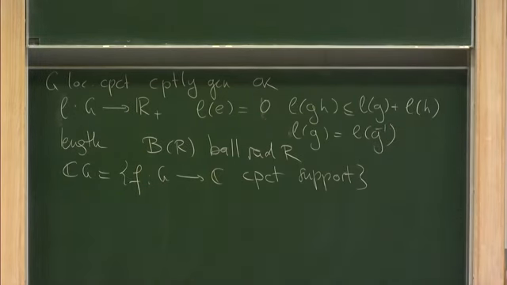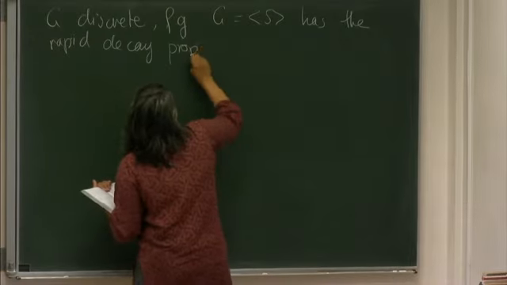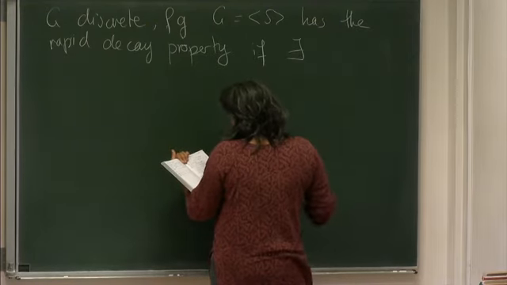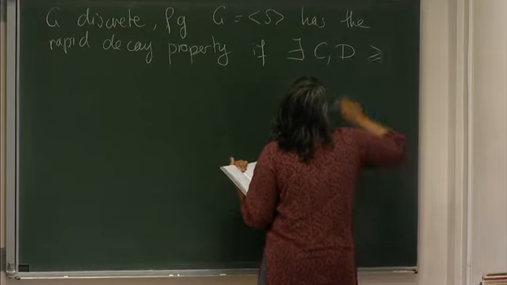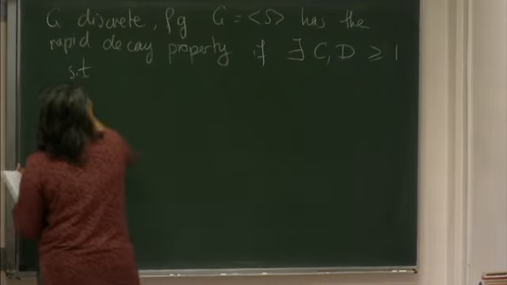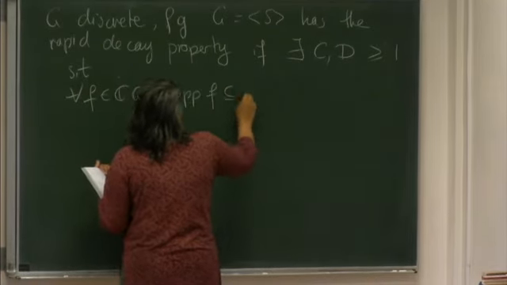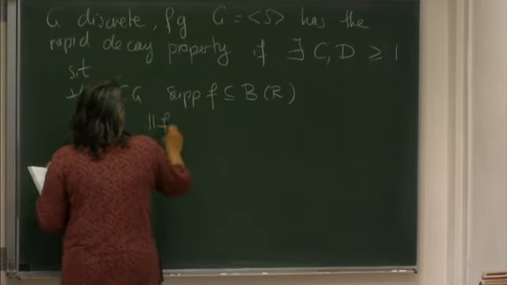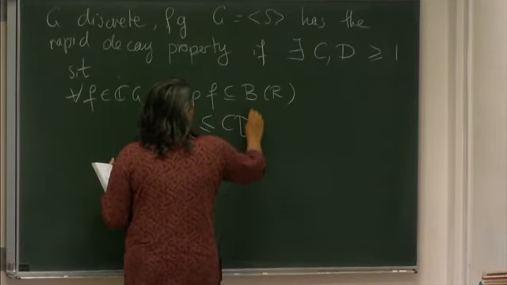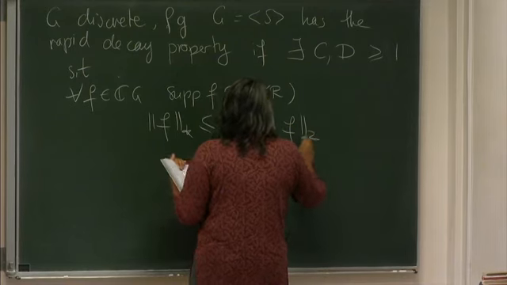And so G has the rapid decay property if there exist constants C, s greater than 0 such that for every f in C_c(G) supported on the ball of radius r, we have that the operator norm of f is bounded by a constant times the L2 norm of f. So what is that?